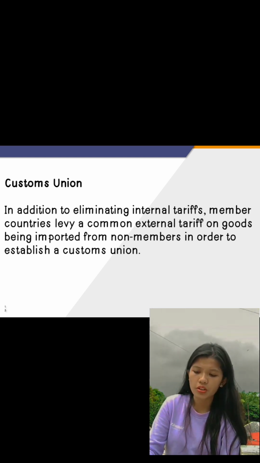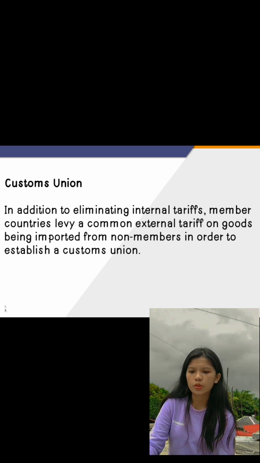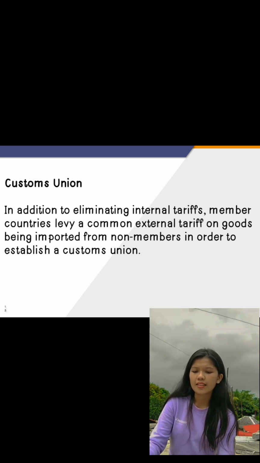Member countries may negotiate trade agreements with non-member countries collectively rather than individually. This collective approach can give the customs union more bargaining power on the international stage. Prominent examples of customs unions include the European Union, which is a customs union and a single market, and the Southern African Customs Union. This arrangement aims to promote deeper economic integration and facilitate trade between countries while presenting a unified stance to the rest of the world.